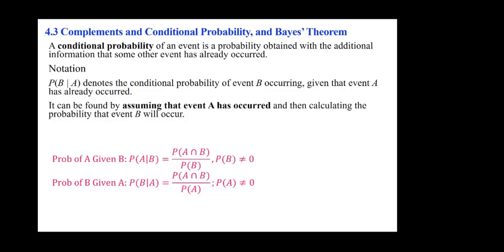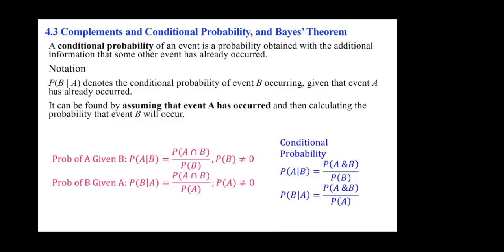Probability of A given B is defined as probability of A intersection B over the probability of B. Probability of B given A is the probability of A intersection B divided by P of A. Needless to say, the denominator can't be 0. It's the same formula in essence.